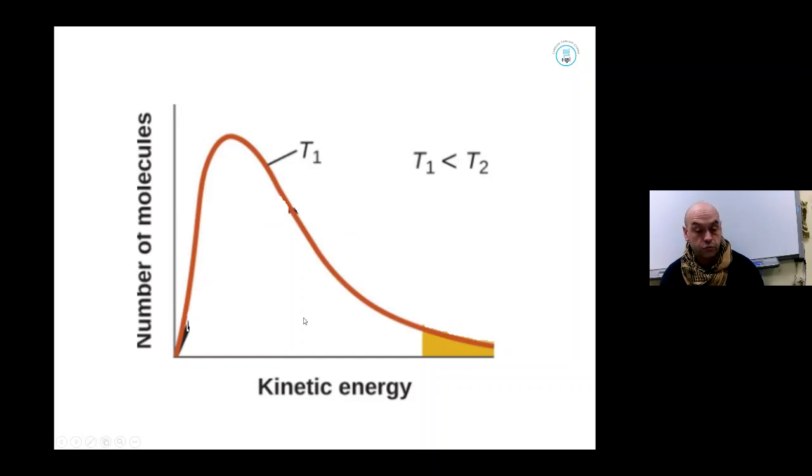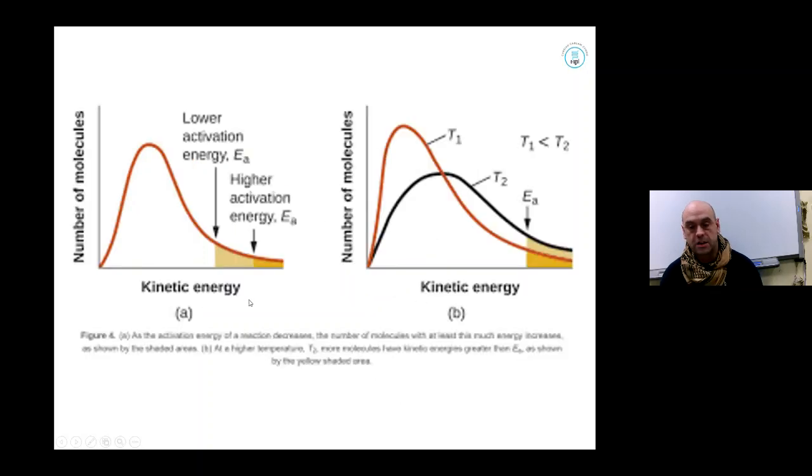I would practice drawing that diagram so it looks like this diagram. This is the kind of diagram we want, and you can see there EA. This is the one we're particularly looking at. We've flattened our curve out. The area under the curve is similar because we've got the same number of particles. It's just that now more of our particles have a higher kinetic energy. Very, very important to be able to draw that curve.